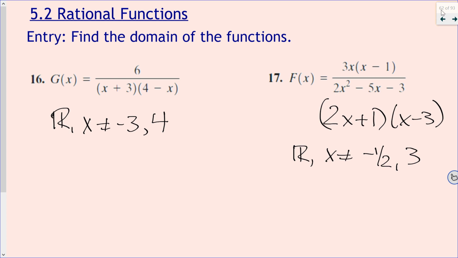So today we're going to get a sense of, number one, what those domain restrictions look like on a graph, what the graphs look like, and some other features of those graphs.